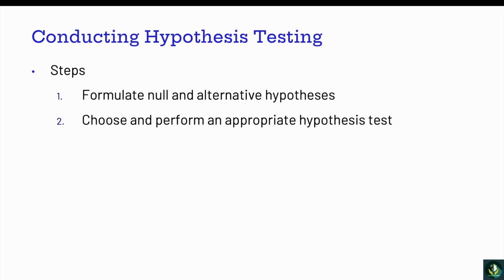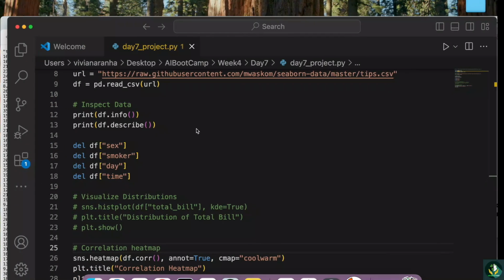So here the steps that we will follow are: first we will formulate the null and alternative hypotheses, which are H0 and HA, and then choose and perform an appropriate hypothesis test. For example, we can do the t-test, or we can do the chi-square test, or both. And finally, we'll interpret the p-values and the test results. So let's go ahead and start that.